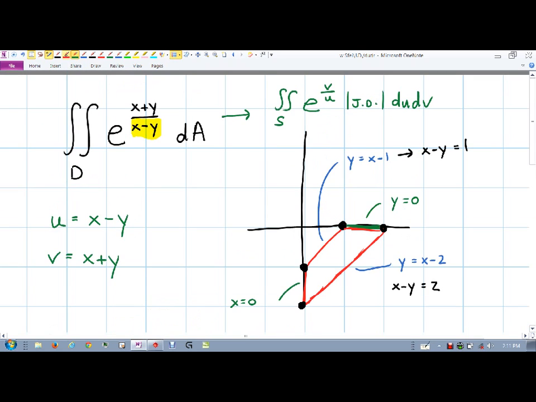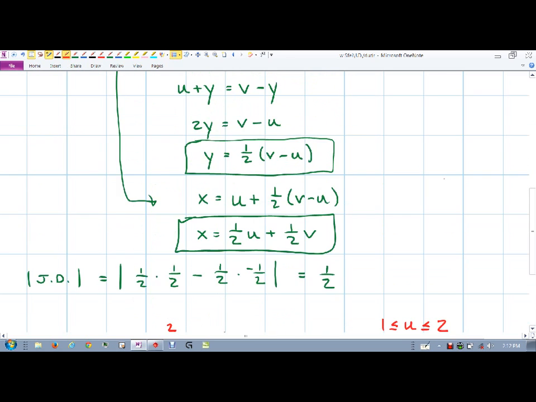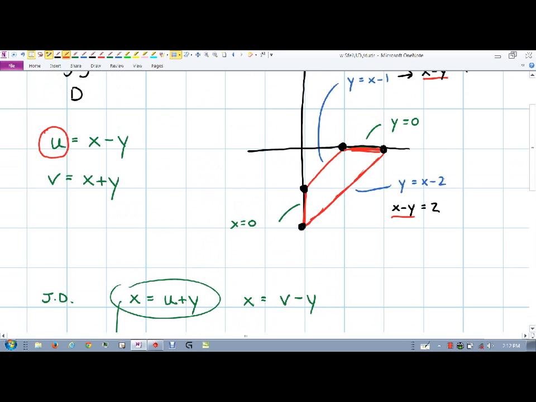We said that our u, x minus y, was between 1 and 2, right? So I'm going to go down here, I'm going to say u is the inside one, between 1 and 2. U was between 1 and 2. What about v? How do I get v? Between 0 and 0, can't be that because we'll get nothing for the integral. Any ideas?